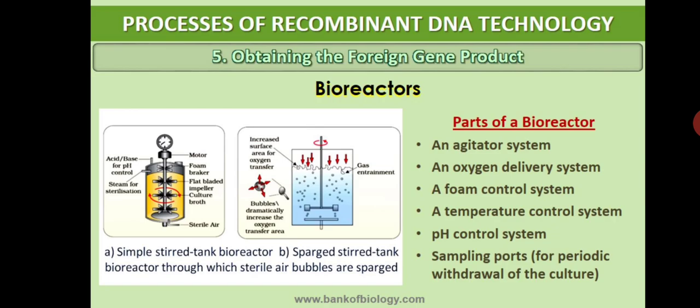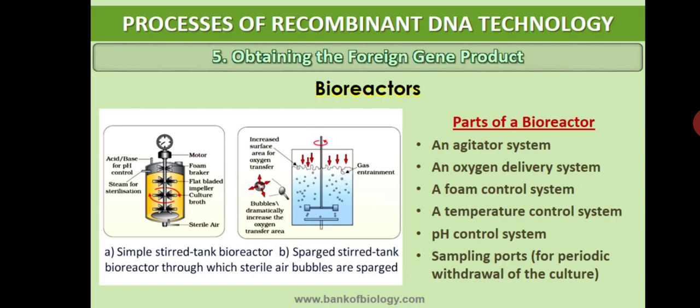And the next one is the foam control system. The foam breaker is there. Foam control means that due to the agitation of the synthetic medium, foam can be created in the bioreactor. To avoid this, anti-foaming agents are added. By that the synthetic medium can be maintained in the bioreactor. Okay, the next one is the temperature control system. Continuously you have to maintain the temperature of the synthetic medium in the bioreactor.